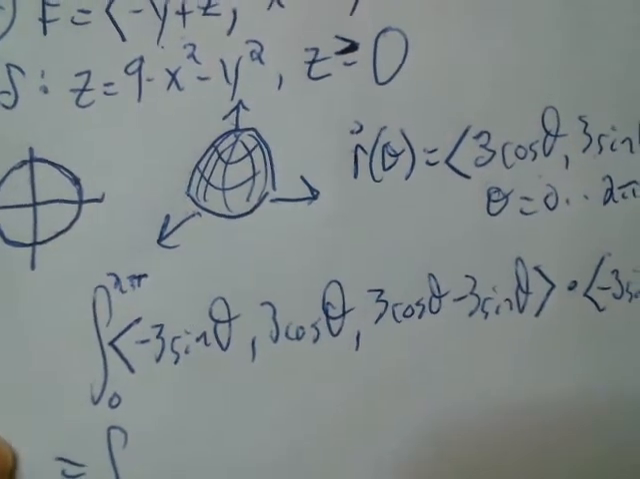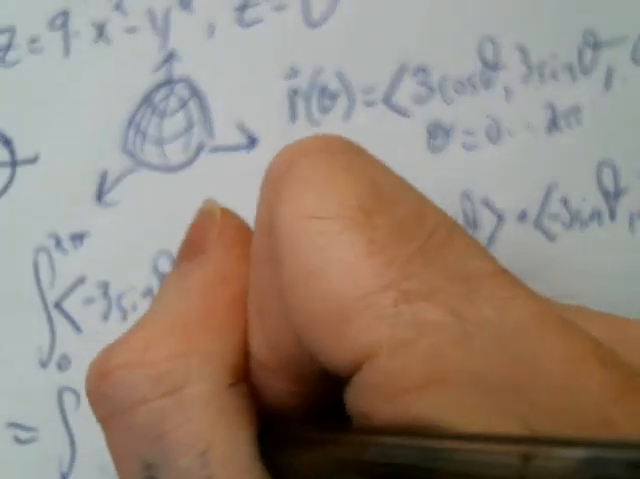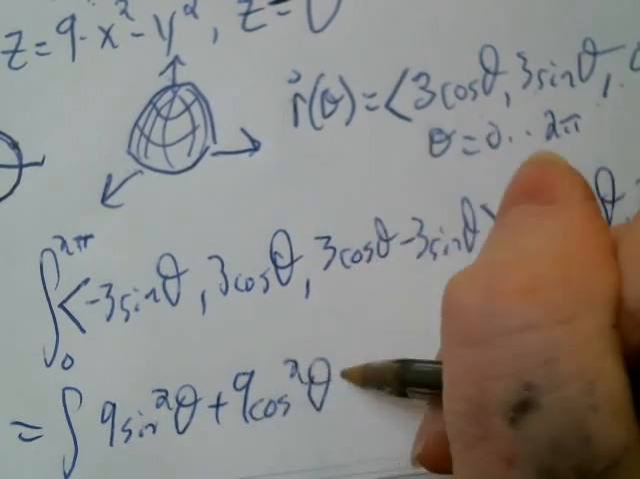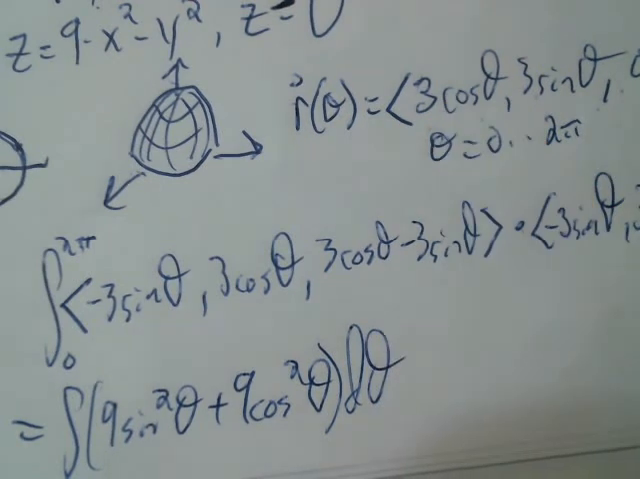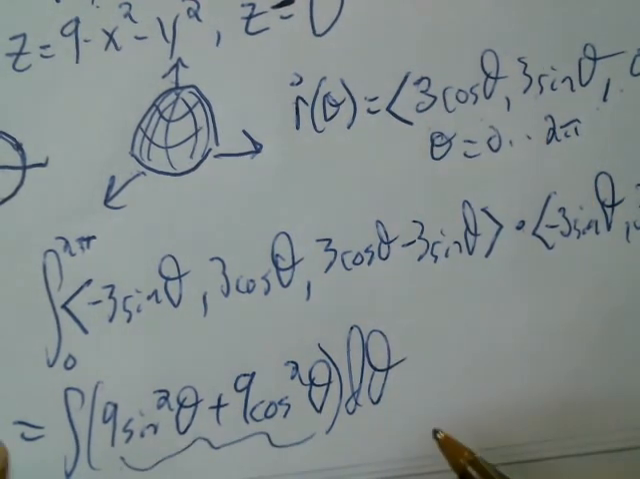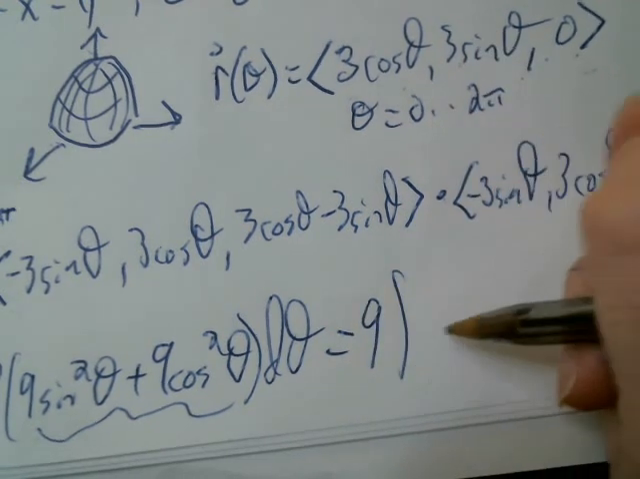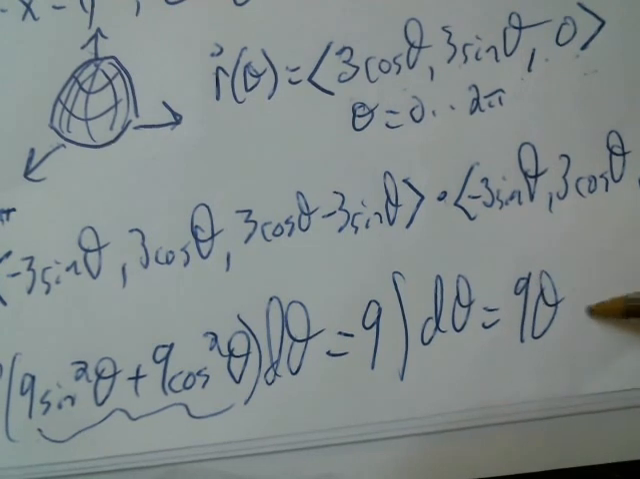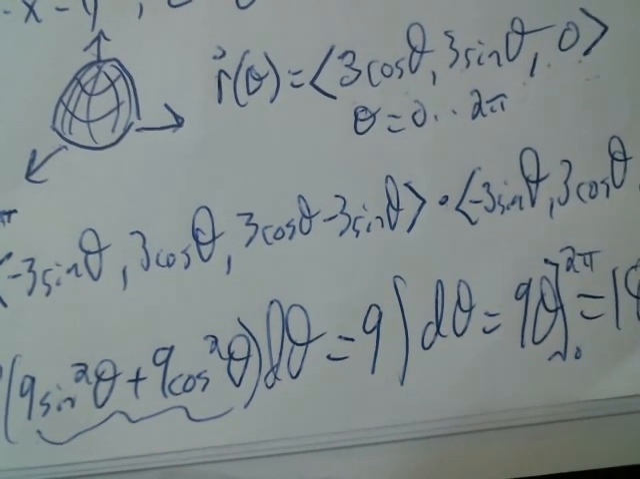So doing the dot product, it's going to simplify real nice. You'll get 9 sine squared theta plus 9 cosine squared theta plus 0, d theta. And then this part, of course, is just equal to 9 because of the Pythagorean identity. We can factor out the 9 d theta, and then it's just 9 theta evaluated from 0 to 2 pi, which is equal to 18 pi.